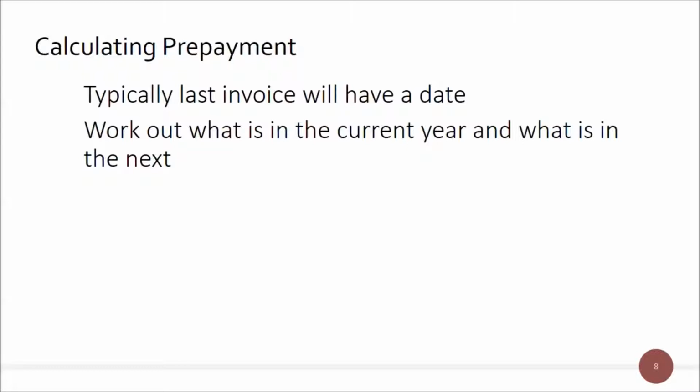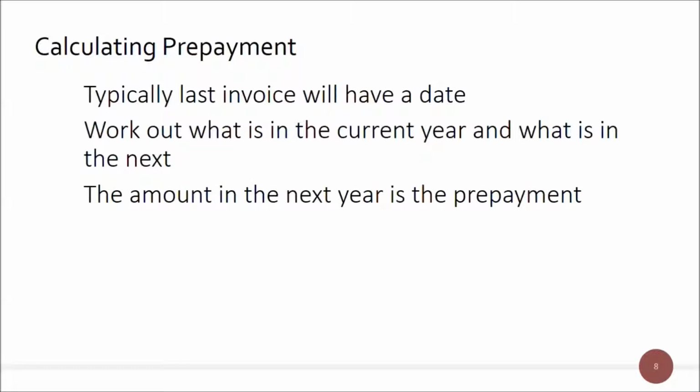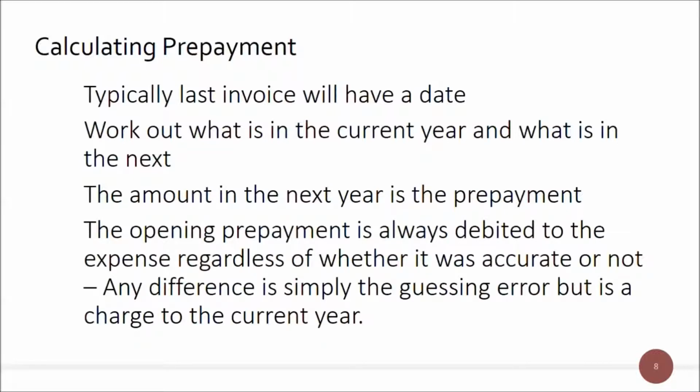I'm going to give you an example of this at the end of this video, where we're going to go through a worked example like we normally do. We're going to work out what's in the current year and what's in the next year. And the amount in the next year is going to be the prepayment. And then the opening prepayment is always debited to the expense, regardless of whatever it is as well. The closing prepayment will be taken off the expense, and we've got the invoices that we received for the year.